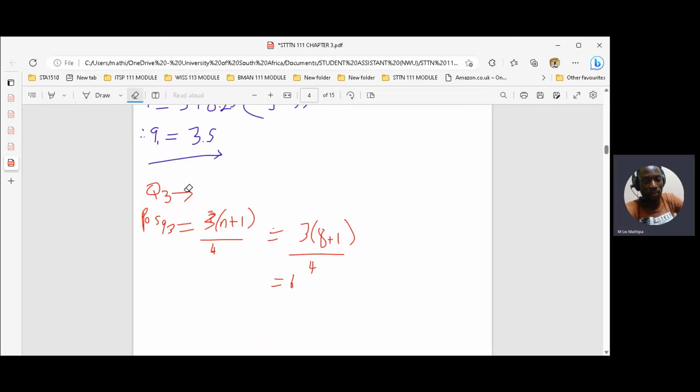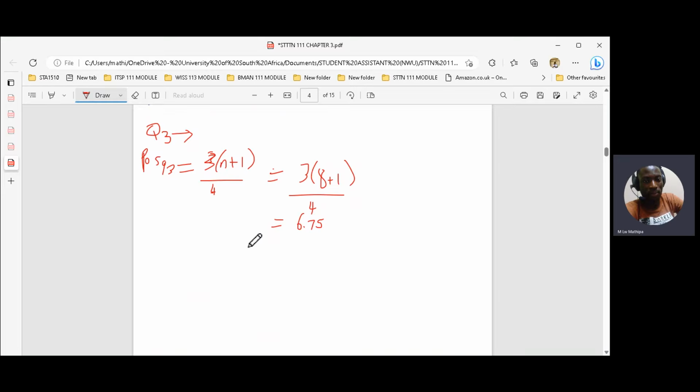6.75. You see now it's 2 decimals. Okay, just write it down like this. You can now say that it's 6.75. It means that the position of the upper quartile is on position 6 and 7. Therefore Q3 is equal to, don't forget, since now it's 6.75, this is originally from position 6 before it moves to position 7.